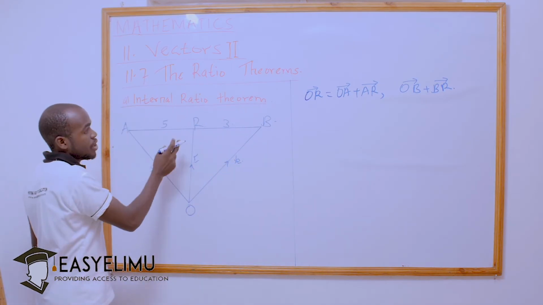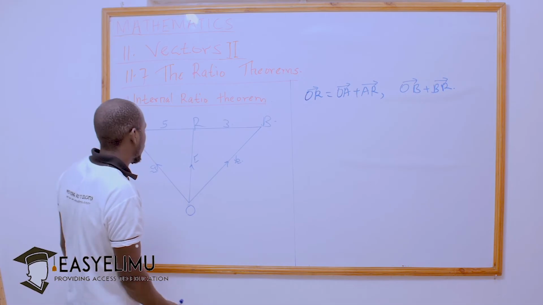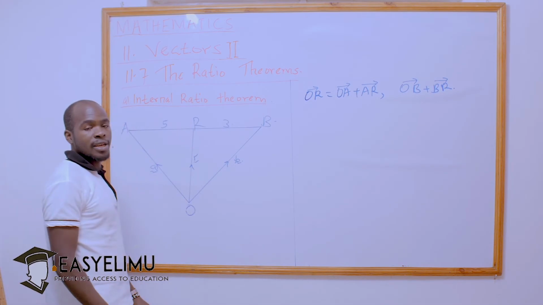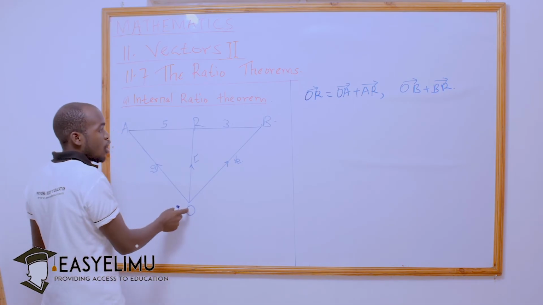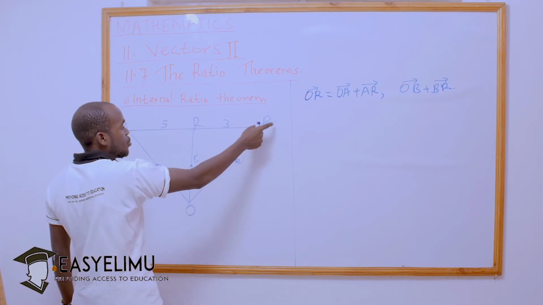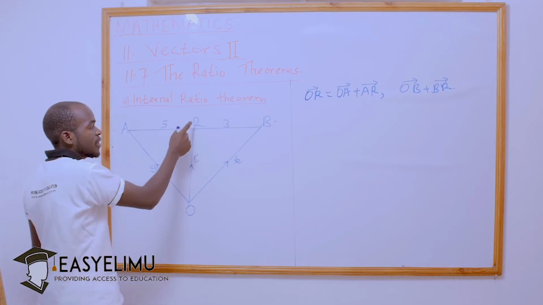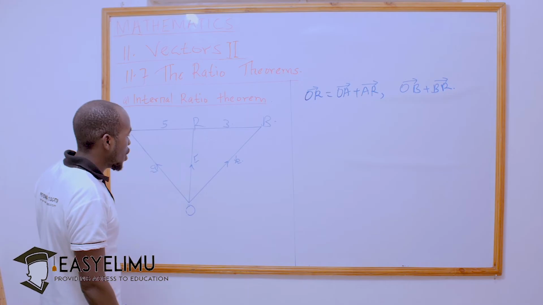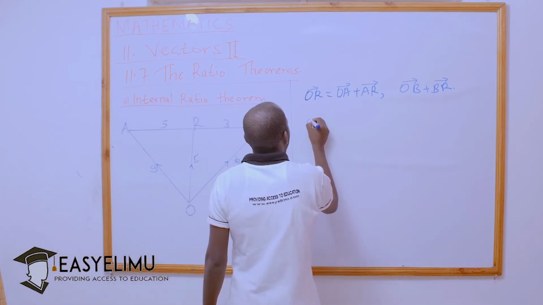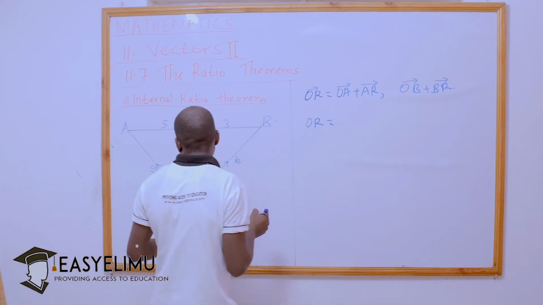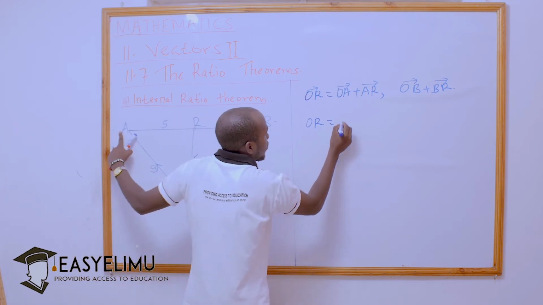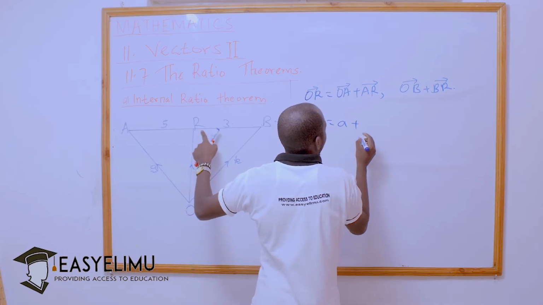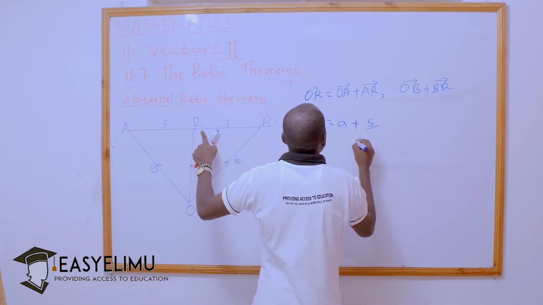So OR can be determined in that given direction. You can either move in this direction and then to there, and you will find R as the final destination, or you move using the other route, that is OB, BR, and you will always arrive at R. But here we are going to take OR equal to OA, which is A, plus AR.